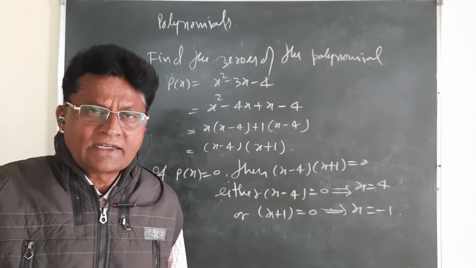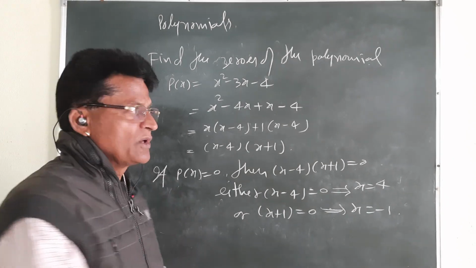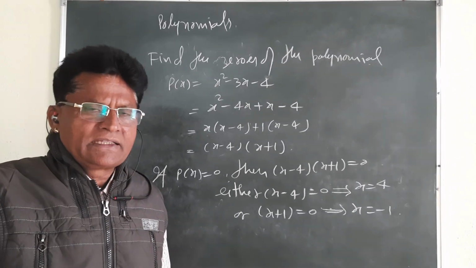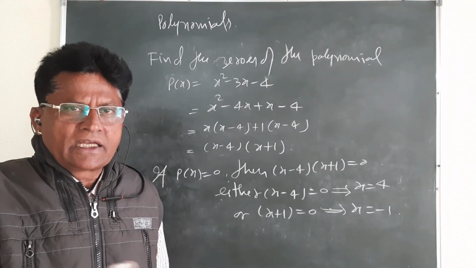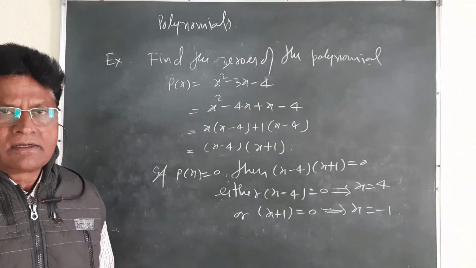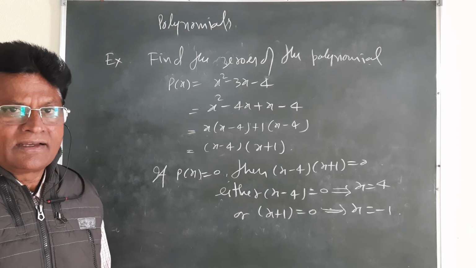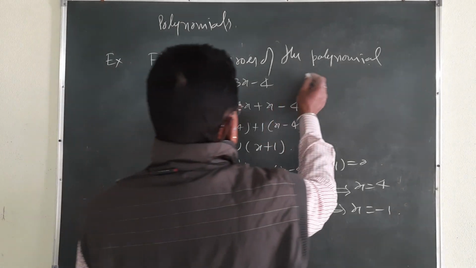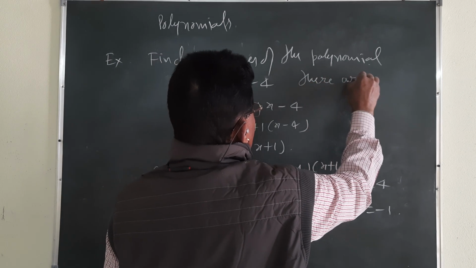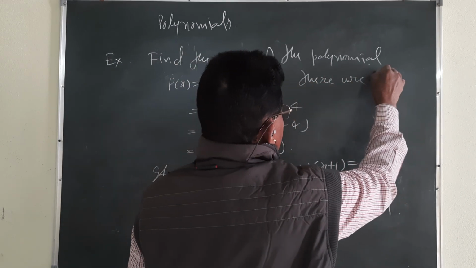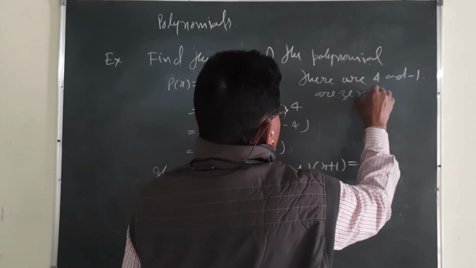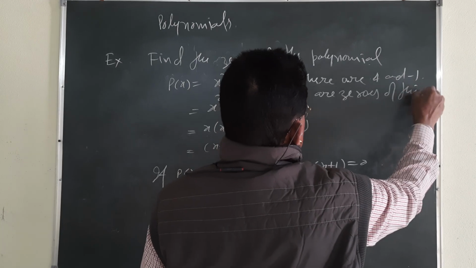That is why, what are the two zeros of this polynomial? Because it is a quadratic polynomial, there will be two zeros. In a linear polynomial there will be one zero. In a cubic polynomial there will be three zeros. That is why there are two zeros of this polynomial. Two zeros are there. Okay? And what are the two zeros? I am going to write over here. 4 and -1 are the zeros of this one.